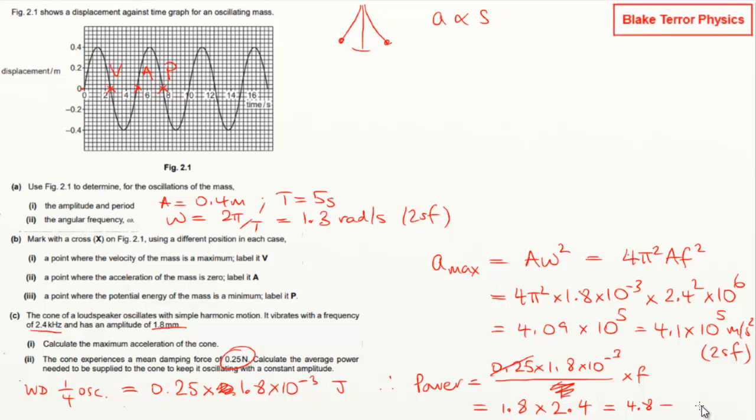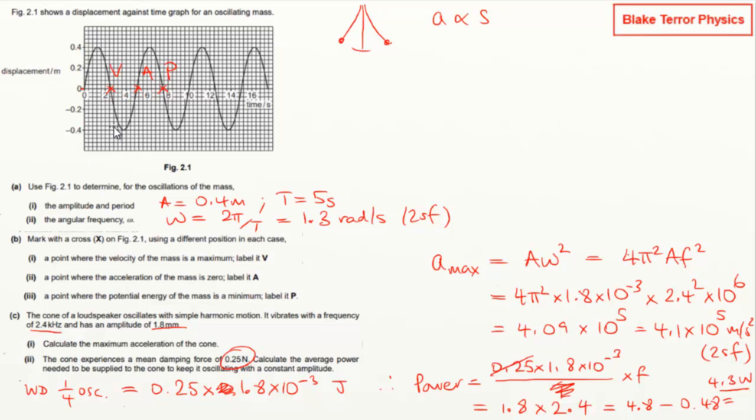which is minus 0.48, which is 4.32. So 4.3 watts to two significant figures. So yeah, we didn't even need a calculator for that, because again, they've given us some really easy numbers.